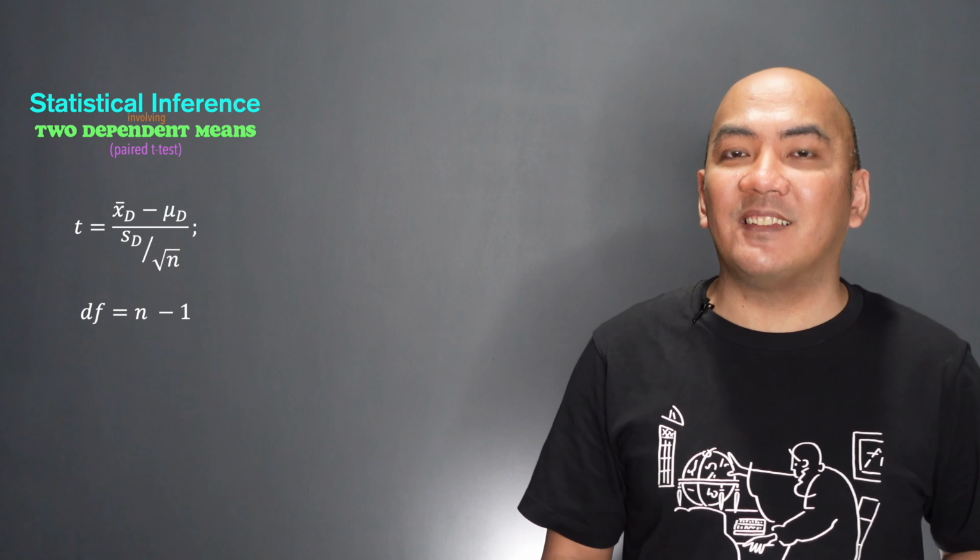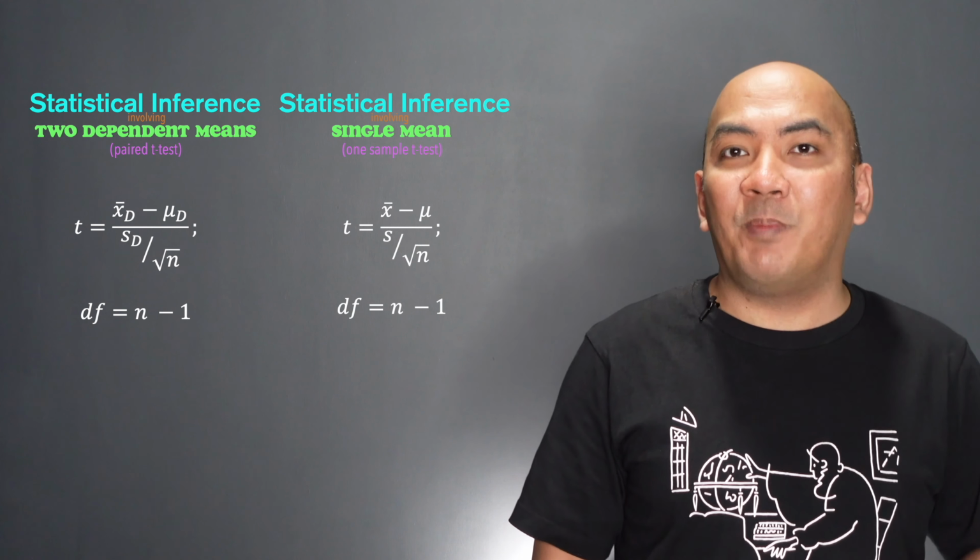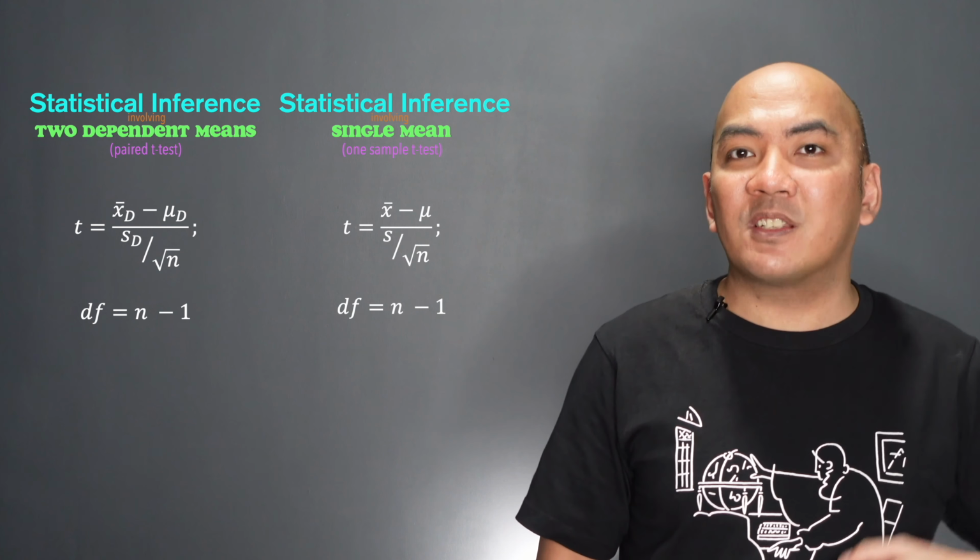Now, to understand the paired t-test, what you must notice is that the paired t-test formula is somehow identical to the previous formula, which is the t-test for single mean, or also known as the one-sample t-test. The only difference is that the formula for the paired t-test has subscript D, which stands for the difference. Now, if these two are identical, then we may say that we may use the t-test for single mean, or the one-sample t-test, when working with two dependent means. It's just that instead of working with the actual sample mean and the actual standard deviation, we're going to make use of the mean of the differences and the standard deviation of the differences.